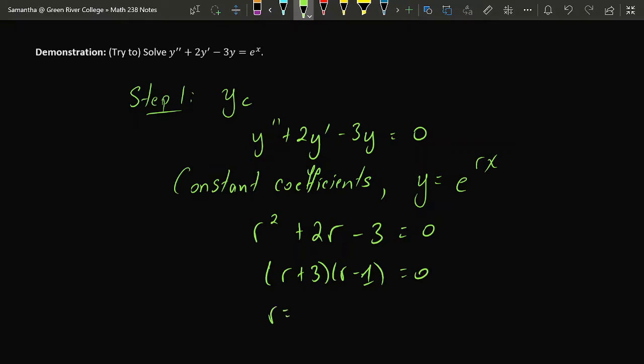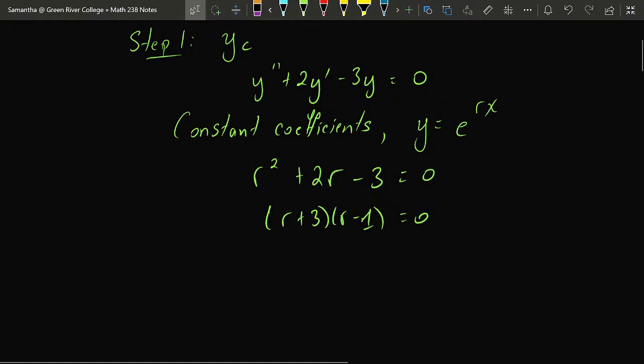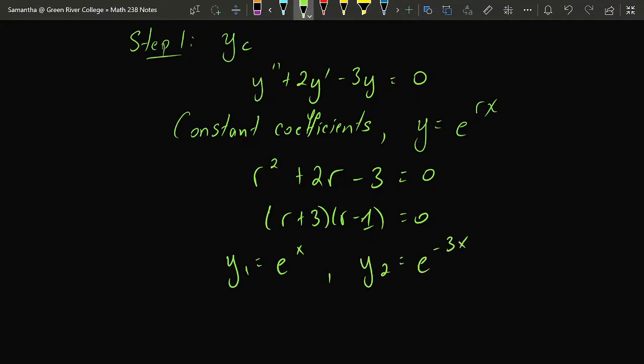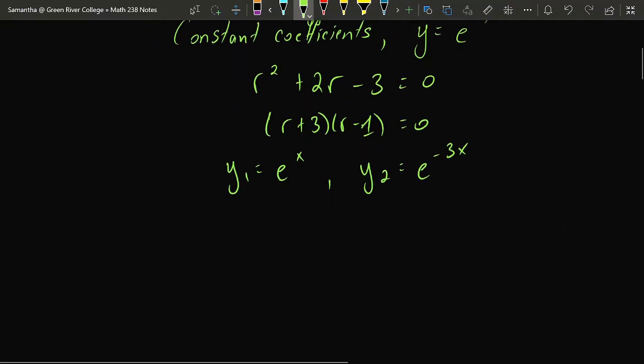From that we get two solutions corresponding to the two different r values. We get the one solution y1 = e^x, and the other solution y2 = e^(-3x). So my complementary solution will have the form c1 e^x + c2 e^(-3x).